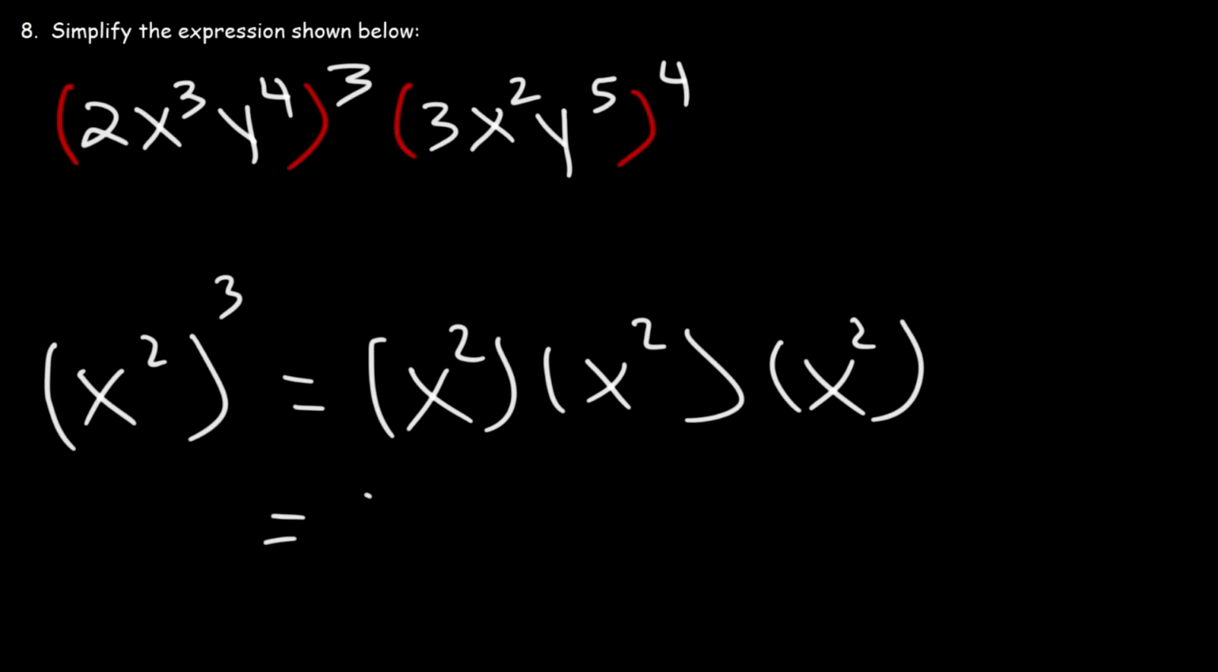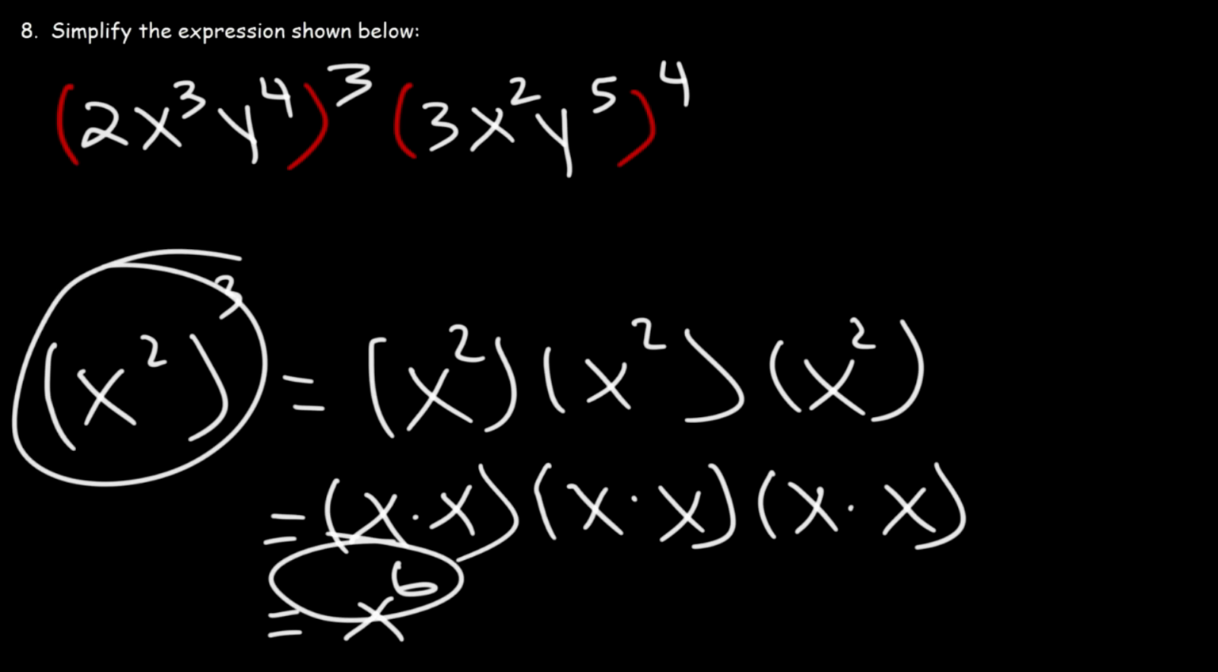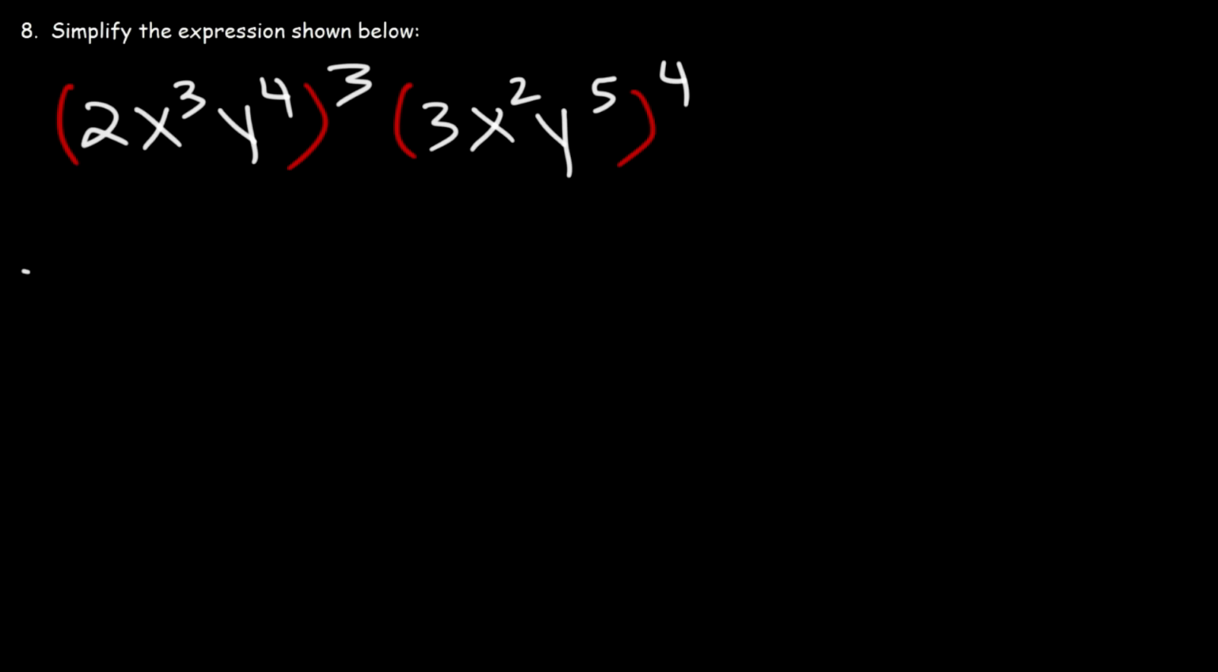And each x squared is basically 2 x variables multiplied to each other. So notice that we have a total of 6 x variables. Thus, this whole thing is equal to x to the 6. So whenever you raise one exponent by another exponent, you need to multiply. So now let's work on this example.